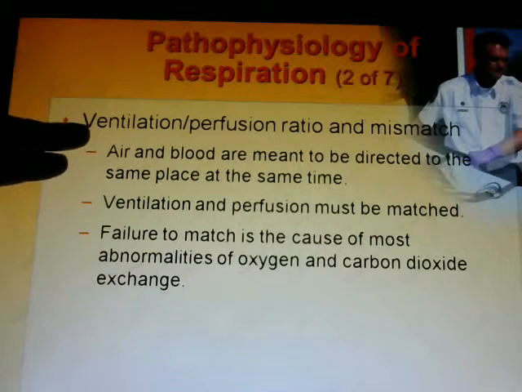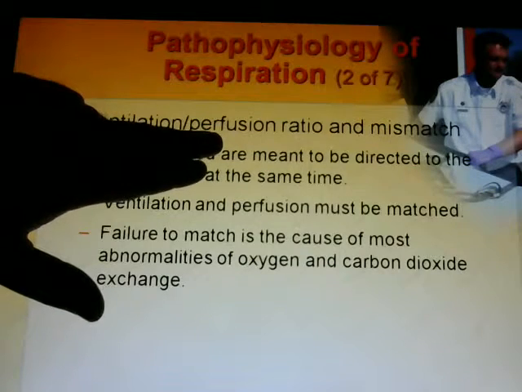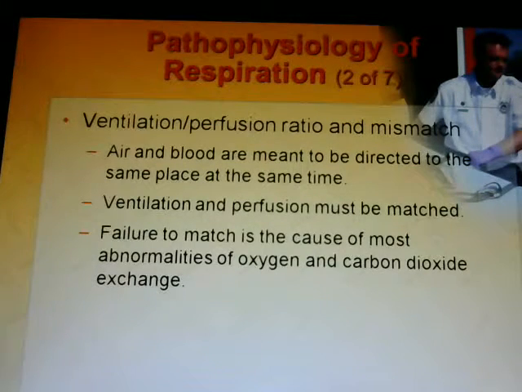So is there going to be a mismatch between the amount of oxygen you're ventilating in and out versus what you're actually getting to the cellular level? That's what we're talking about when we say ventilation perfusion ratio mismatch. Air and blood are meant to be directed to the same place at the same time. Ventilation and perfusion must be matched. Failure to match is the cause for most abnormalities of oxygen-carbon dioxide exchange.